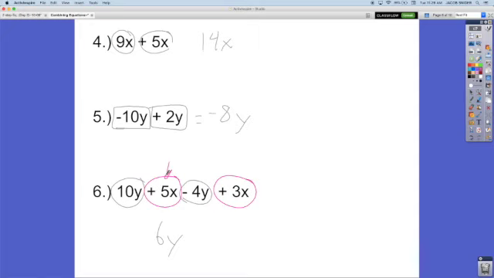So altogether, I have 5x and 3x. So I would have 8x if I put them together. Okay? So that's how we combine like terms. We only combine what looks alike. Okay? All right. Couple more. We're almost done, guys. Couple more.